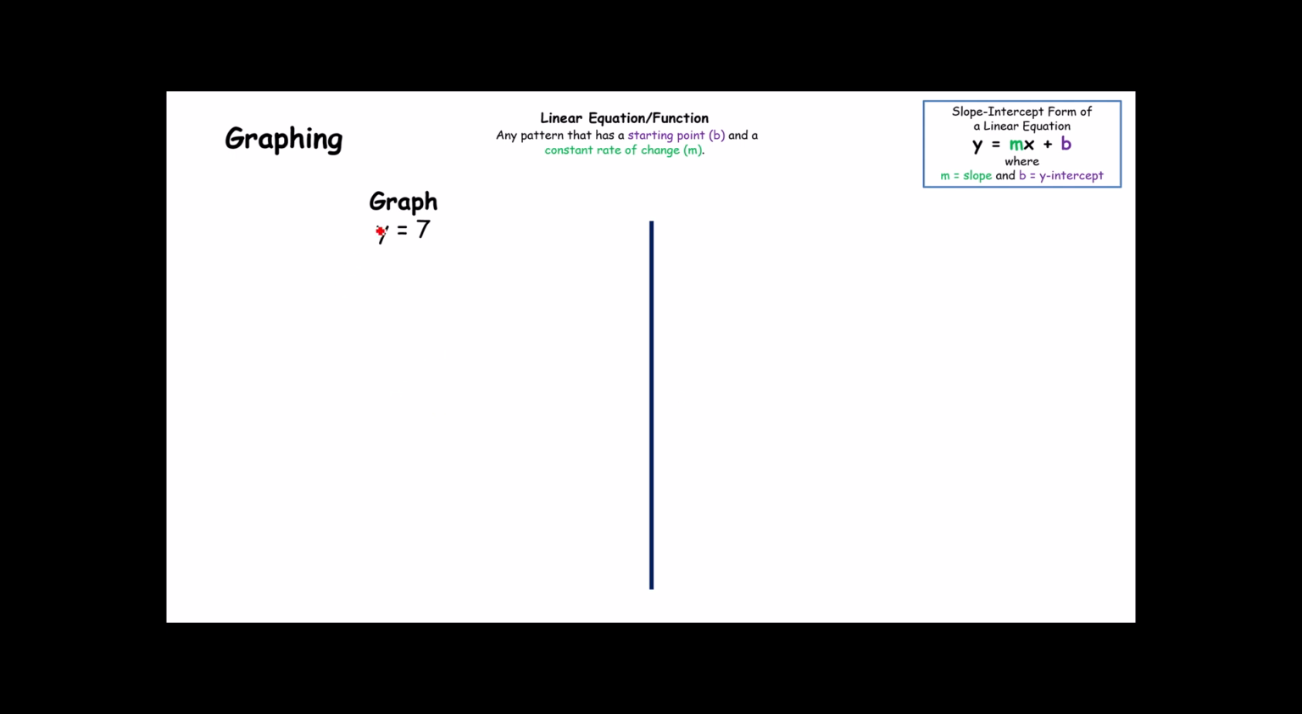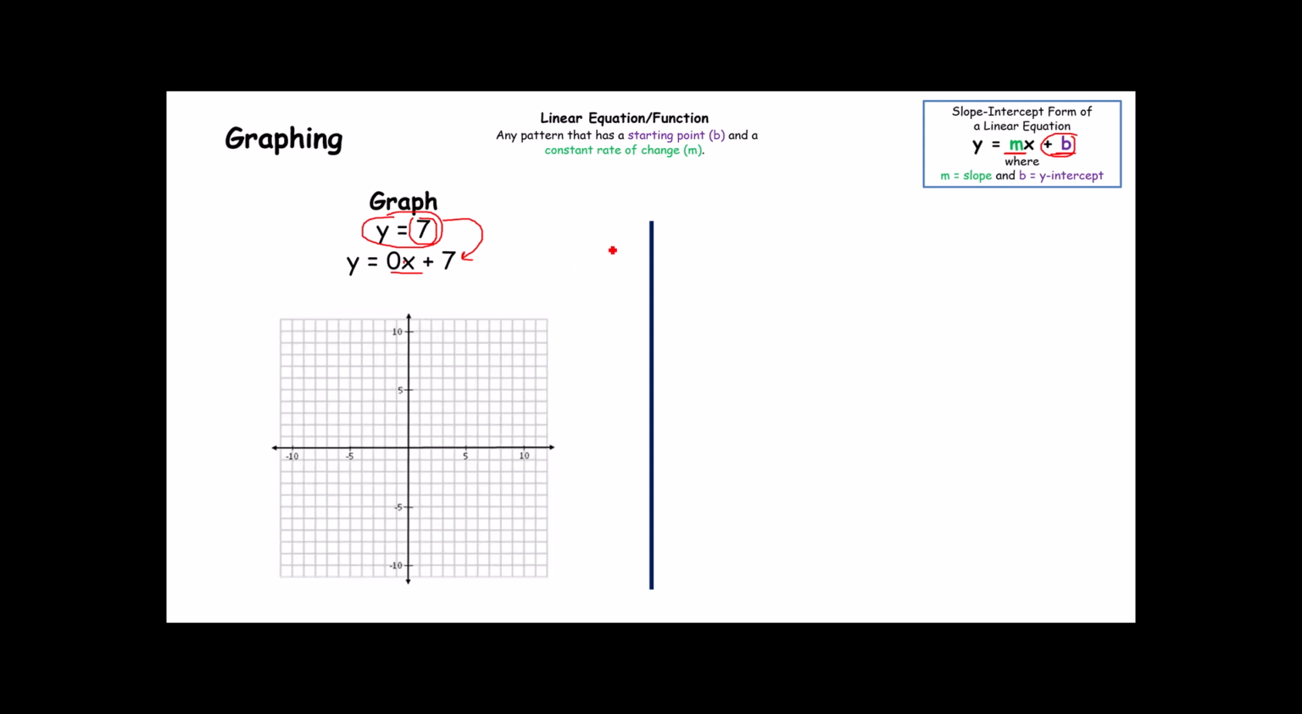The first is a problem like this where you have y equals 7. Remember, the slope-intercept form of a linear equation has a rate of change of m and a starting point of b. But notice, this only has a 7. We only have the b. That's because there are no x's. Remember, 0 times anything is 0, so 0 times x is 0, plus 7. It makes more sense to us if we write it this way, because then we can see that our rate of change is 0, and our starting point is the coordinate 0, 7.